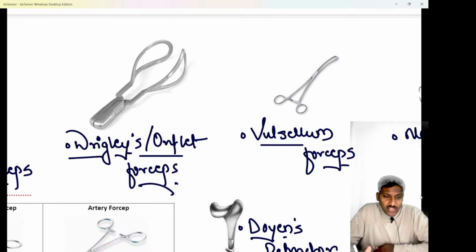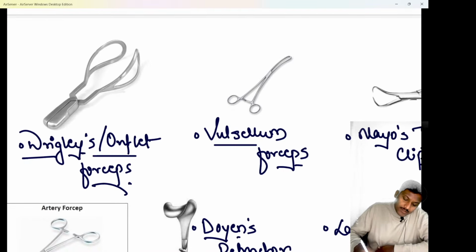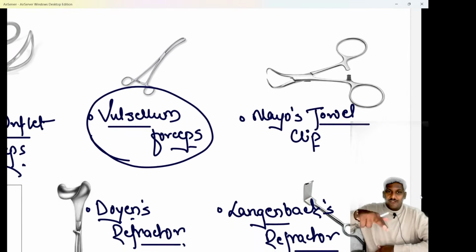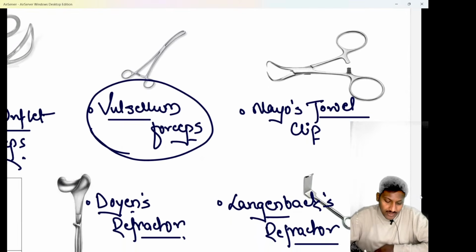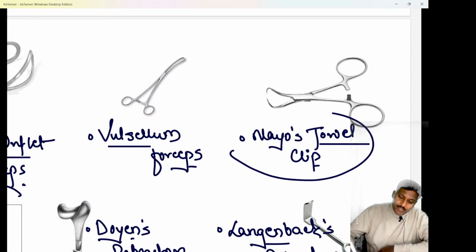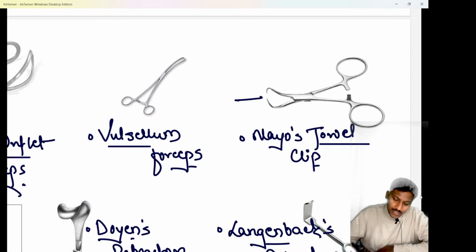This has been a PYQ again. Next one is the Vulsellum forceps. Whenever during a biopsy you have to hold the cervix, to hold that cervix, we use this Vulsellum forceps, beta. That has to be remembered. Next is this Mayo's towel clip. This one that you are able to see is a Mayo's towel clip. To fix the surgical drapes during surgery, we tend to use this Mayo's towel clip.